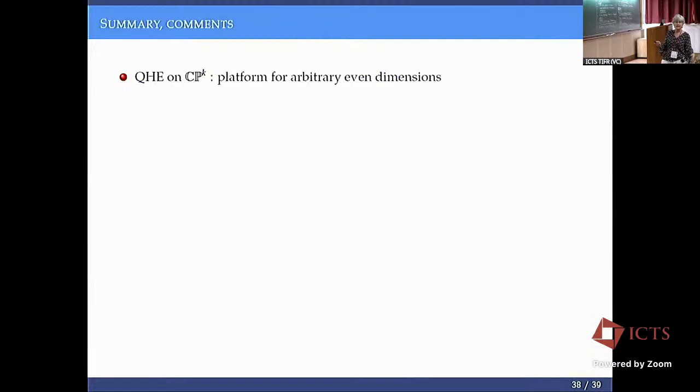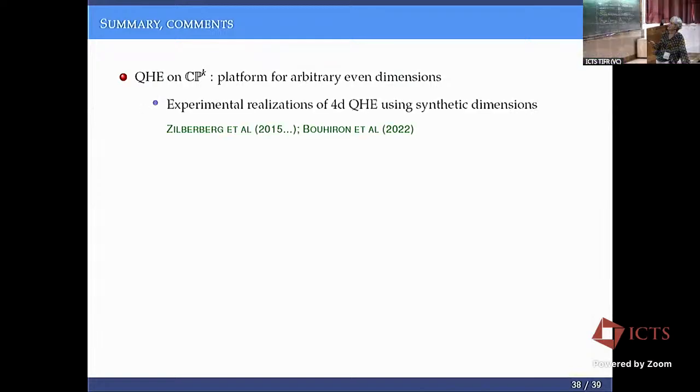Okay, so just a summary: the quantum Hall effect on these spaces is a platform to study the effect in arbitrary even dimensions. And here is what I talk about, experimental realizations. So this synthetic dimension is the following. One way to introduce synthetic dimensions is in a lattice of cold atoms, but each cold atom has internal states, can be spin states, can be momentum states and stuff like that. So by shining a laser, one can make the electron go up these different states. So essentially, this is a new dimension that they create.